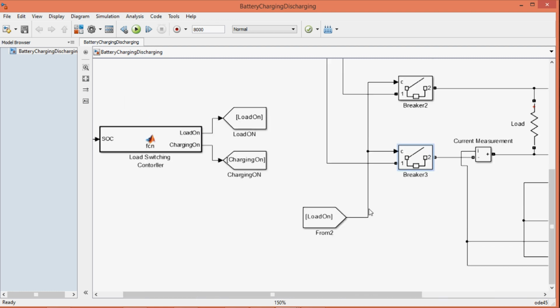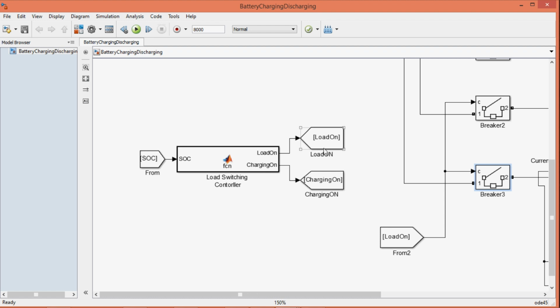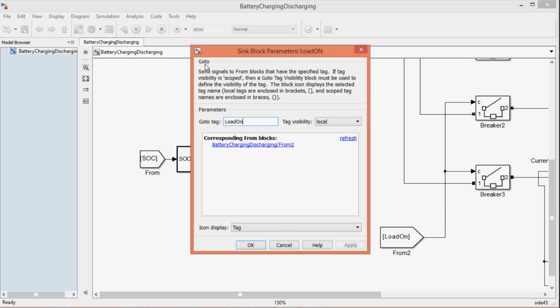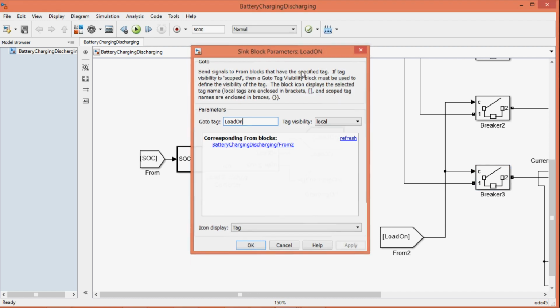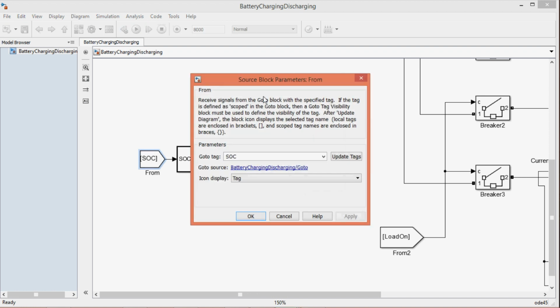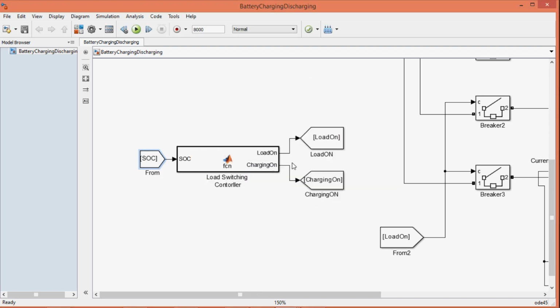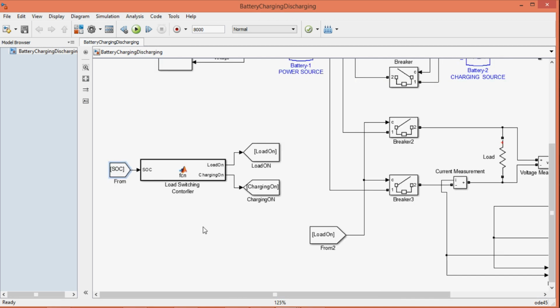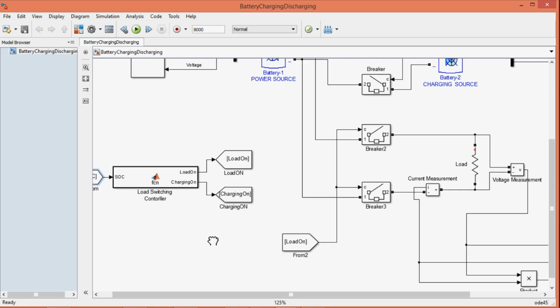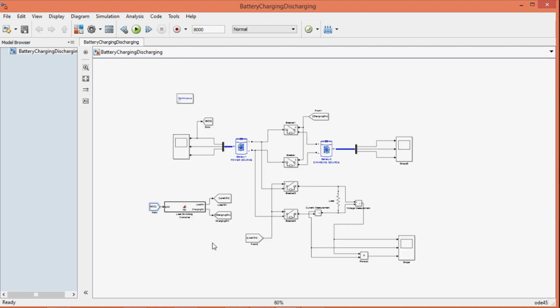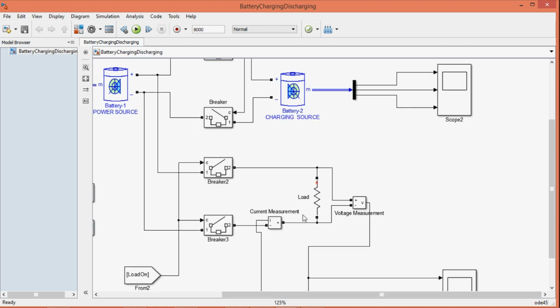The block number 5 is the tag. There are two types of the tags. One is goto tag and another one is from tag. Goto tag takes a value and transfer it to the corresponding from tag. You can make this tag local as well as global. Rest of the blocks are voltage measurement block, the current measurement block and the scope.